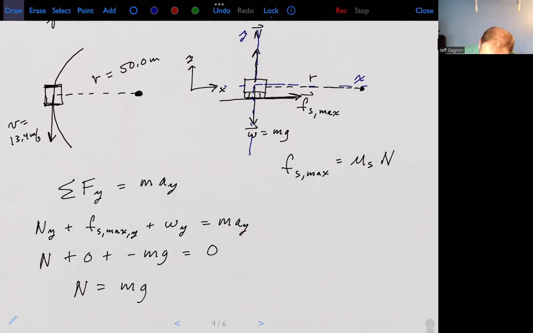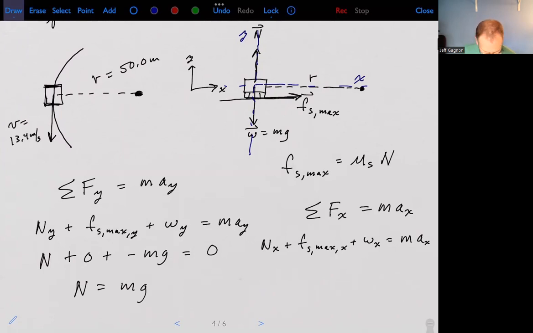Now let's do Newton's second law applied to the x direction. So now I have the sum of the forces in the x equals m a x. So now I want the x component of the normal force plus the x component of the max static frictional force plus the x component of the weight. That's got to equal m a x.